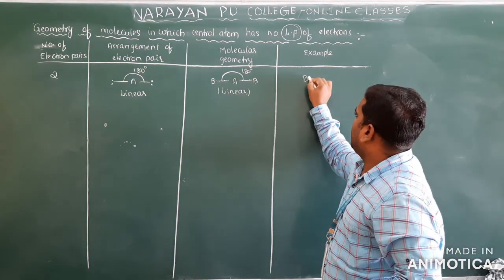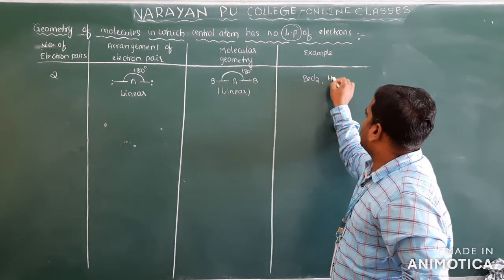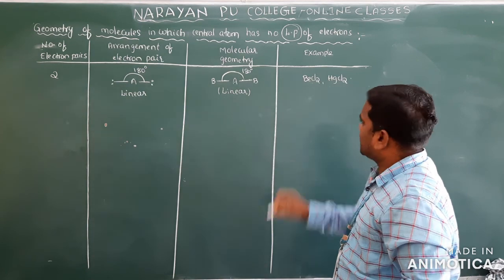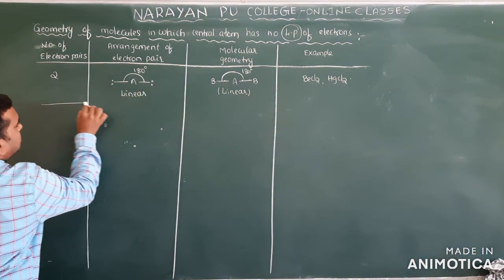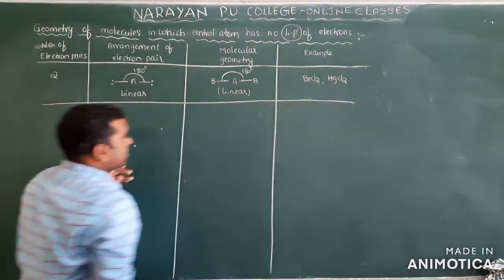Examples are BeCl2, HgCl2, or you can take these as examples. Clear? So this is about the bond pairs. How many bond pairs are there here? 2 bond pairs. Clear?